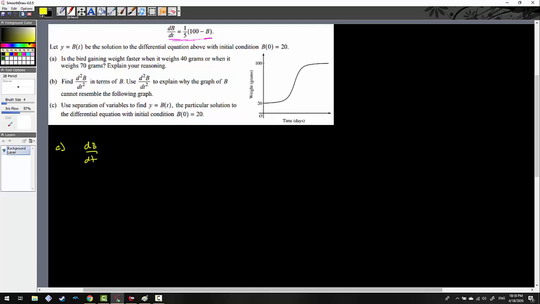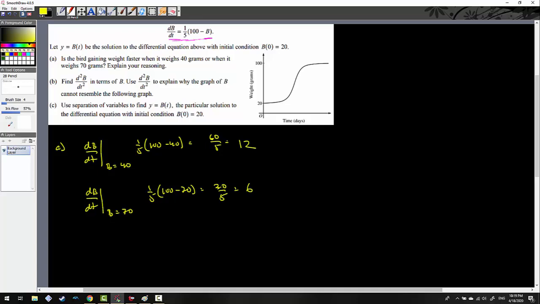dB over dt. What I'm going to do is find out how fast the bird is gaining weight when B equals 40. Well, that's going to be 1/5 times 100 minus 40, which is 60 over 5, which is 12. And then I'll find out how fast the bird is gaining weight when B equals 70. Well, that's 1/5 times 100 minus 70, which is 30 over 5, which is 6. And then from here, I can use that as a justification in the end.